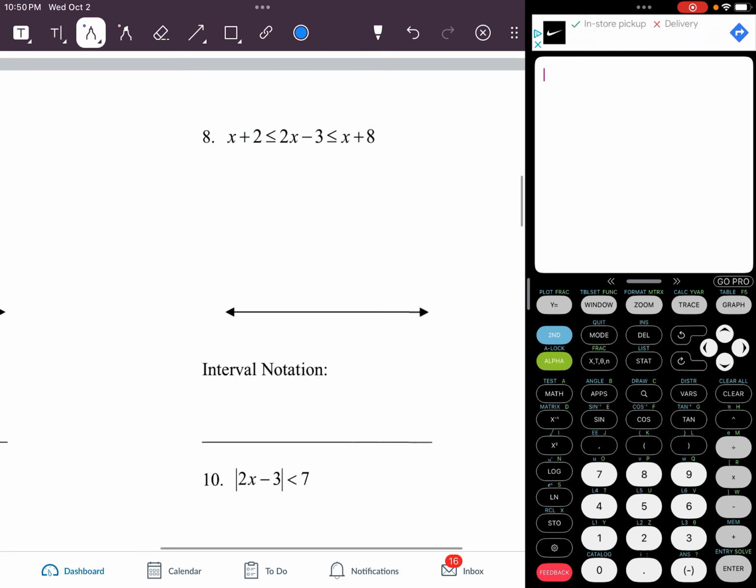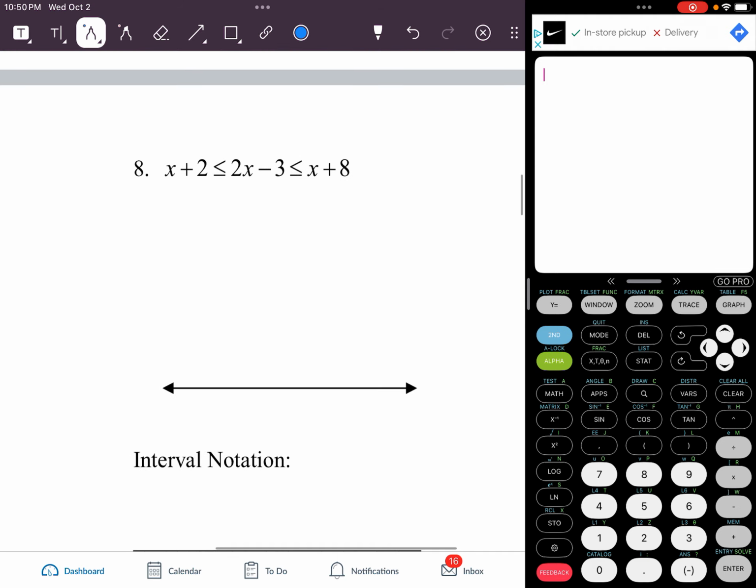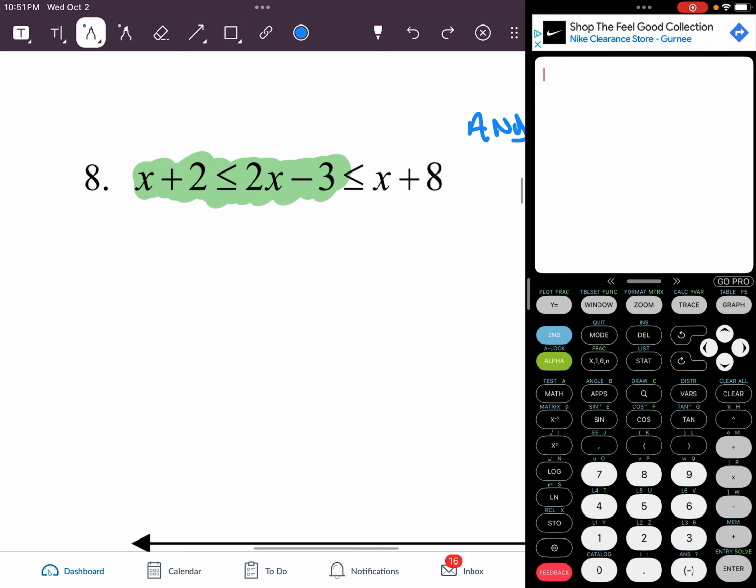All right, same idea, another complex compound. Again, this is an and. So we're going to do the same thing. We'll be consistent with our pattern. So we have the left side and then the middle. So let's put that one down first. We have x plus 2. Let's make this a little bigger. x plus 2, 2x minus 3.